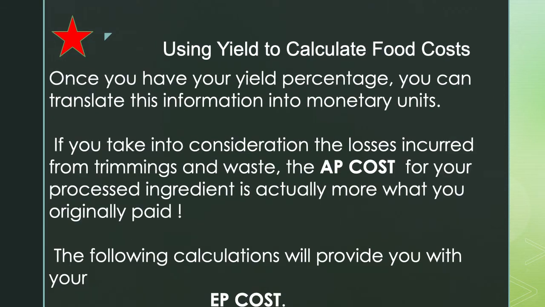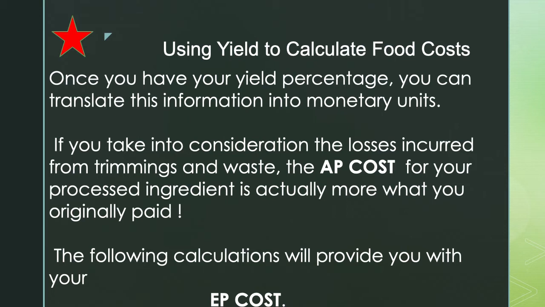The red star slide. So once you have your yield percentage, you can translate this information into money, right? It's all about money. Wake up, you've got to make money. That's all about that. If you take into consideration the losses that have happened from the trimmings and the waste and all of that sort of stuff, your as purchase cost for your processed ingredient is actually going to be more than you originally paid. Now we're going to look at a little exercise.